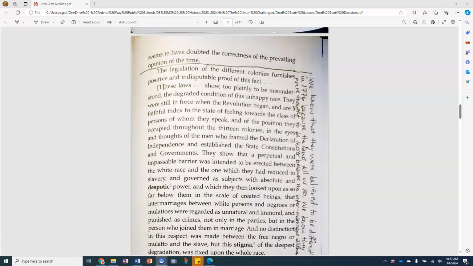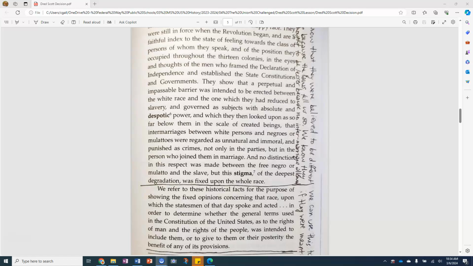More importantly. The legislation of the different colonies furnishes positive and indisputable proof of this fact. These laws show too plainly to be misunderstood the degraded condition of this unhappy race. They were still in force when the Revolution began, and are a faithful index to the state of feeling towards the class of persons of whom they speak, and of the position they occupied throughout the 13 colonies, in the eyes and thoughts of the men who framed the Declaration of Independence and established the state constitutions and governments.